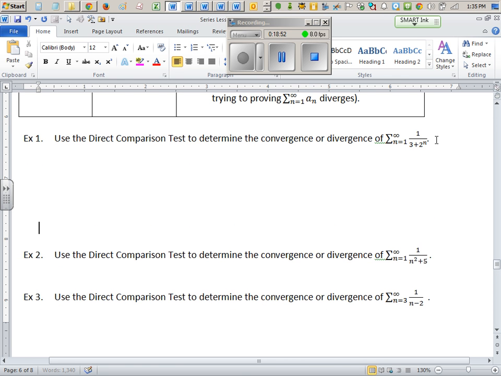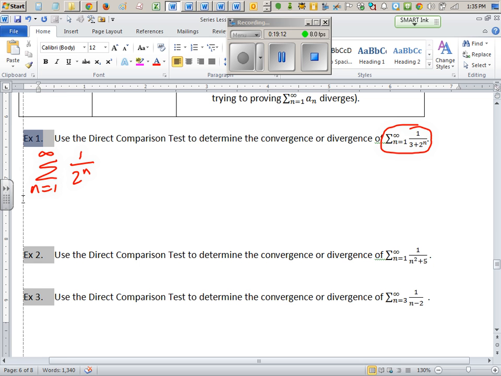What would I use to compare, for example, 1? Well, look at this series. This resembles 1 over 2 to the n, at least in its structure, right? So this is a good series to pick. It resembles the one we're working on.